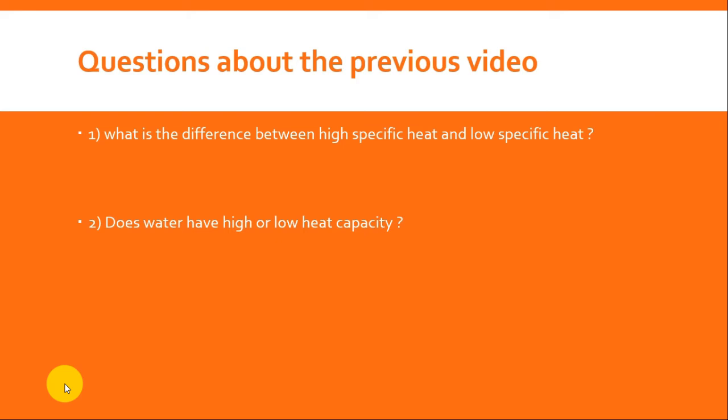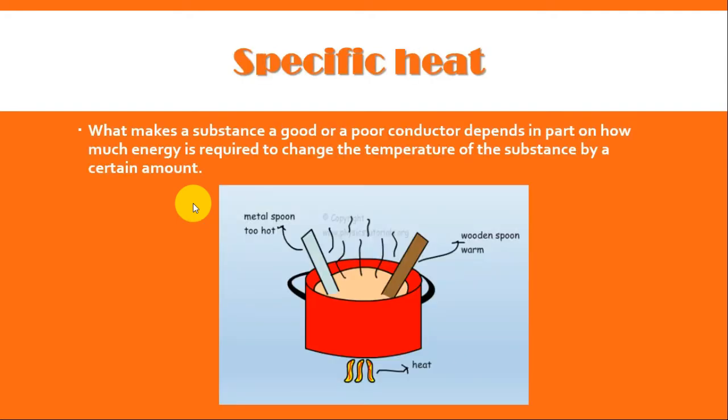So here we have some questions. What's the difference between high specific heat and low specific heat? I explained the answer before. Does water have high or low heat capacity? We said high heat capacity, okay? Because it needs a lot of energy to increase the temperature a little bit.